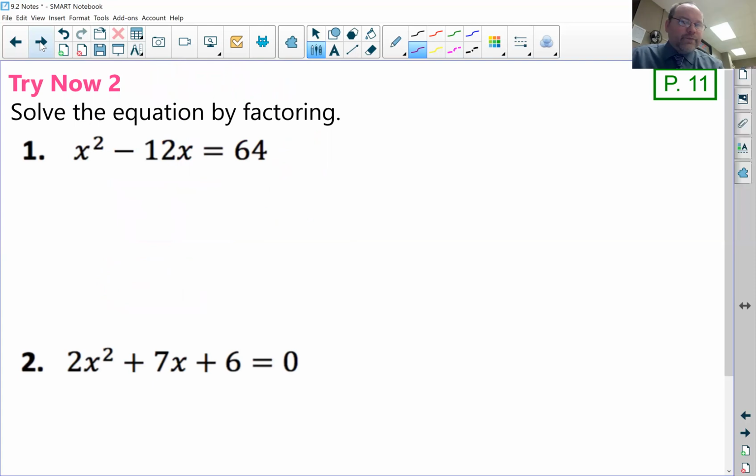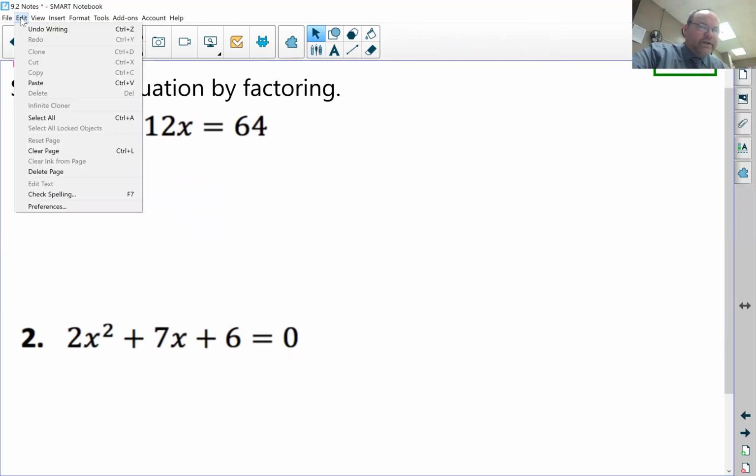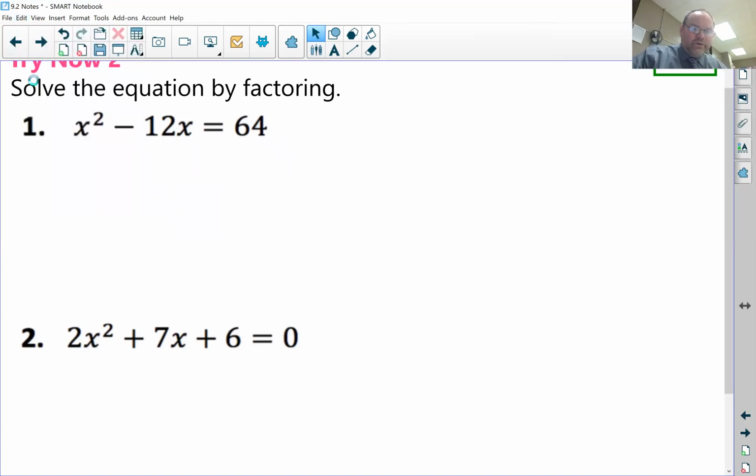All right, another couple that I want you to try. Again, I'm going to give you just a couple of minutes to work on them, and then we will take a look at the solutions together. But go ahead and begin them on your own.